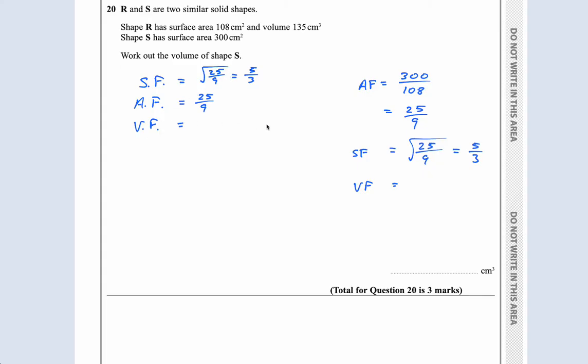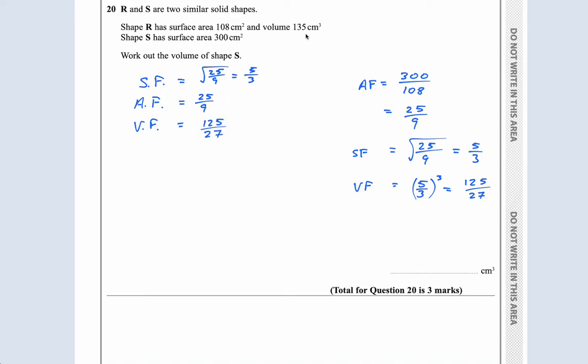So to get the area factor, you square the scale factor. To get the volume factor, you cube the scale factor. This cubed is 125 over 27. Use your calculator if you need to. So the volume factor is 125 over 27.